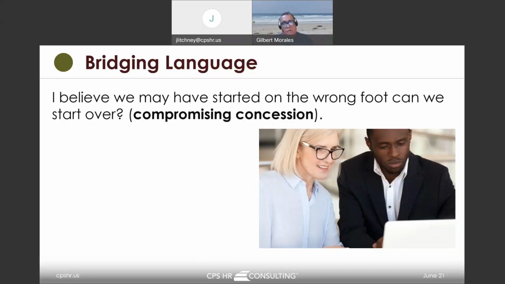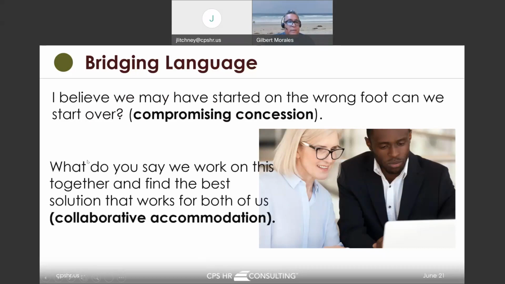I'm conceding that we are starting on the wrong foot, that it's not going anywhere. I'm asking permission to start over. This is collaborative accommodation. What do you say we work on this together and find out the solution that works for the both of us?